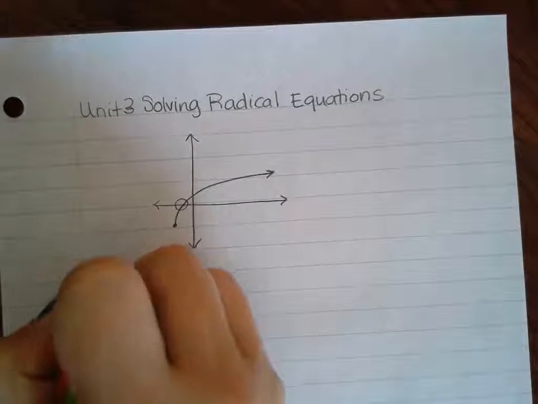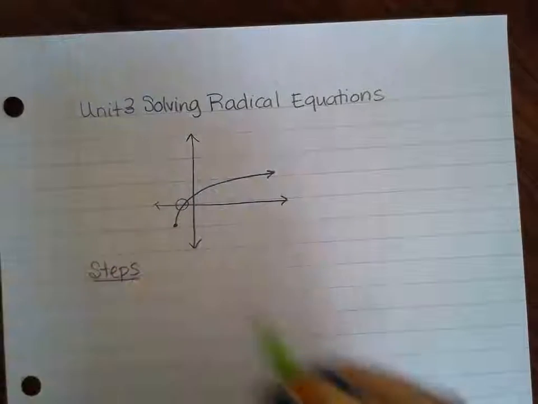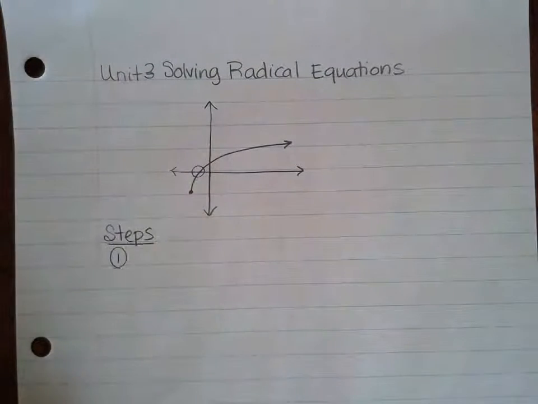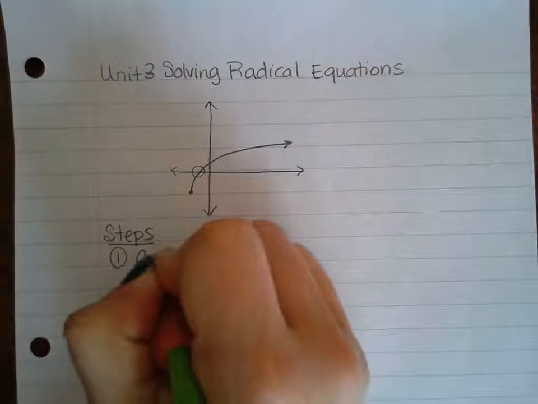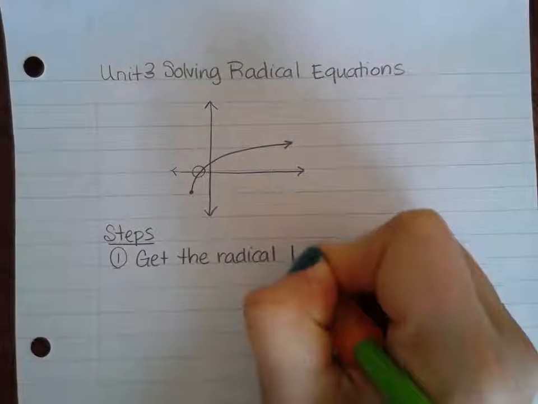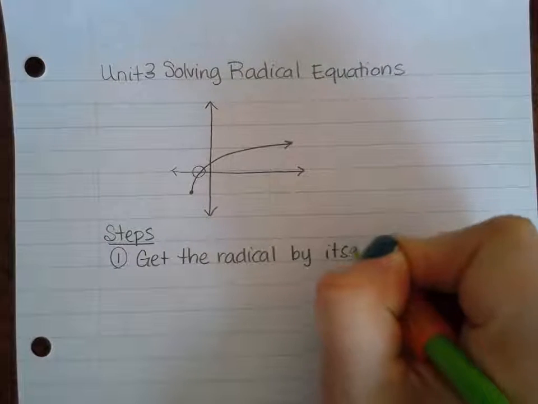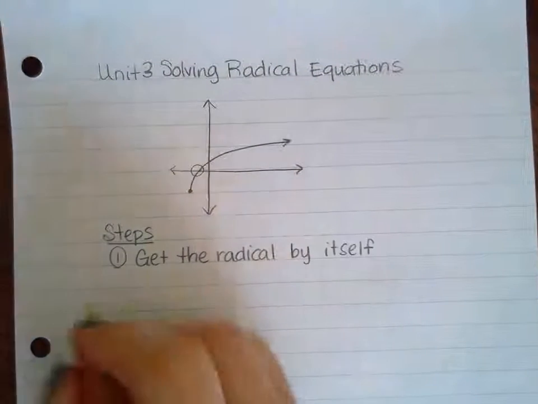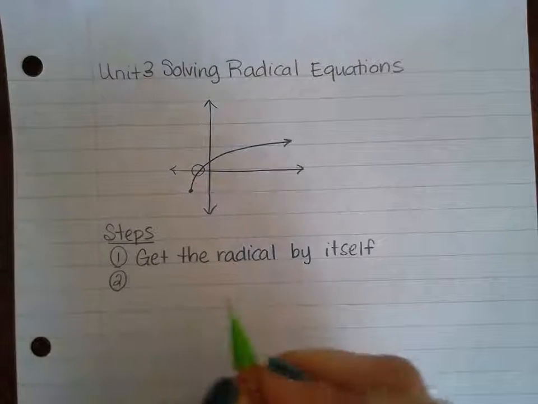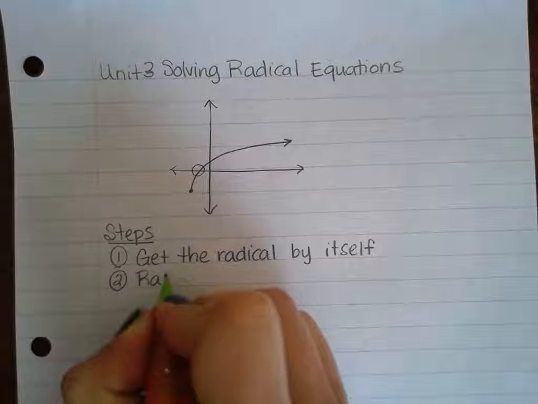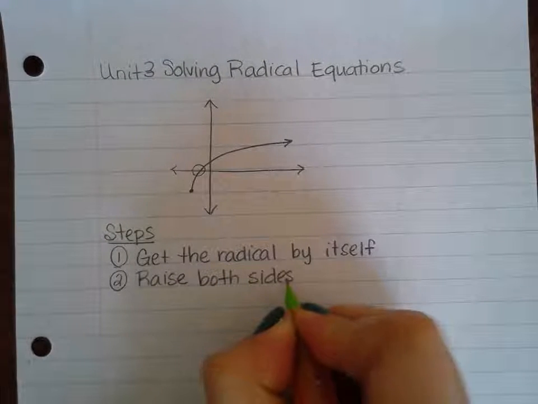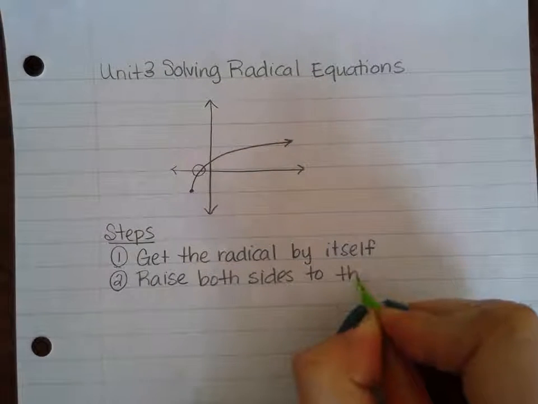So we've got some steps to follow. There's 4 steps total. The first step when you're solving a radical equation is to get the radical by itself. The second step in solving radical equations is to raise both sides to the power of the index.